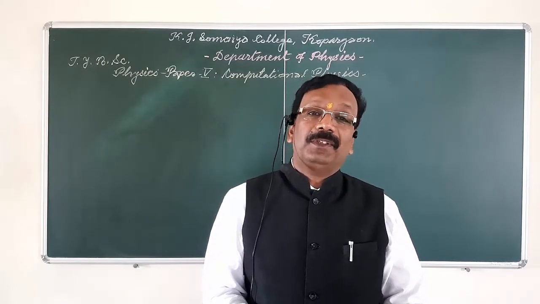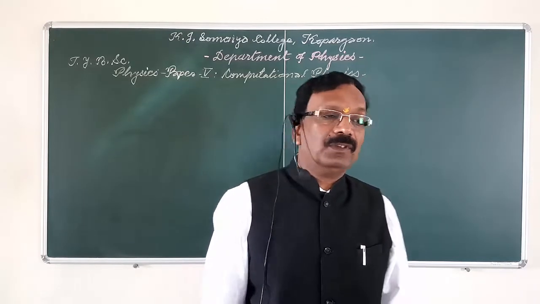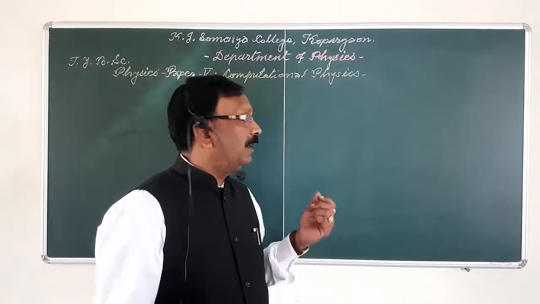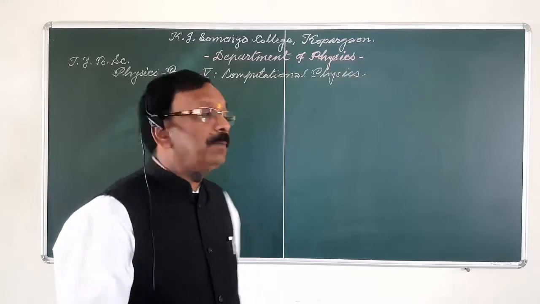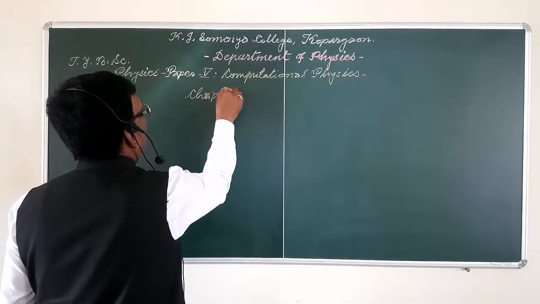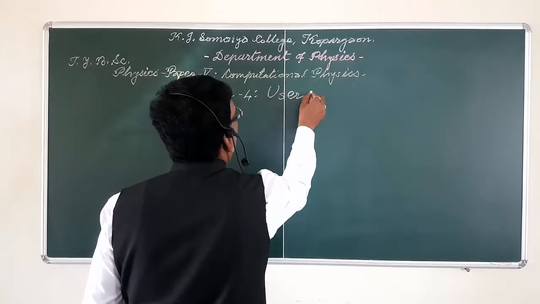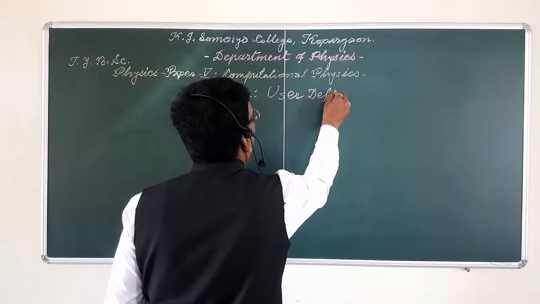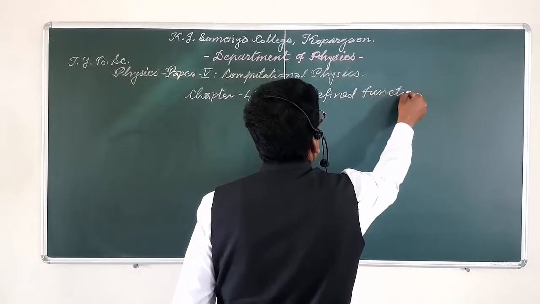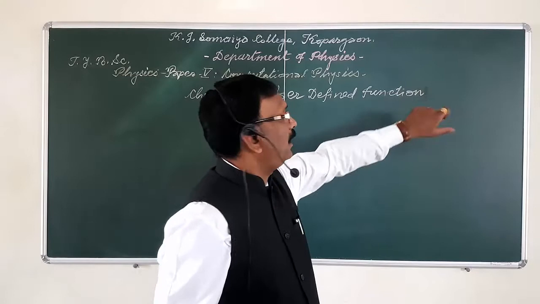Today we are going to start new chapter number 4 of physics paper 5th, that is computational physics. Chapter 4 is nothing but user defined functions, or simply user defined function. Okay.